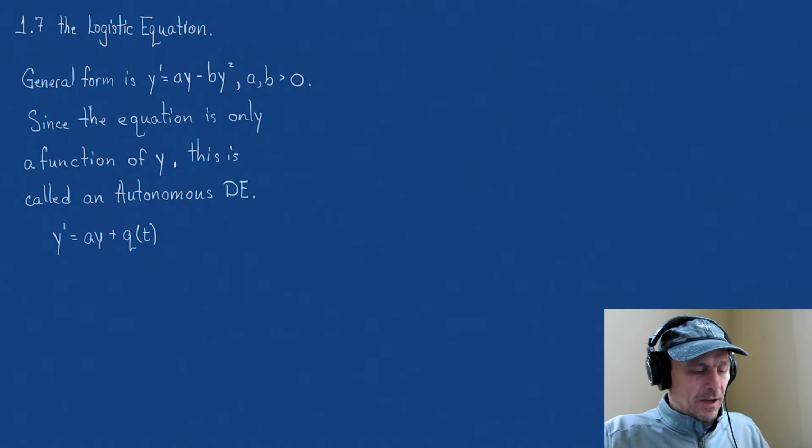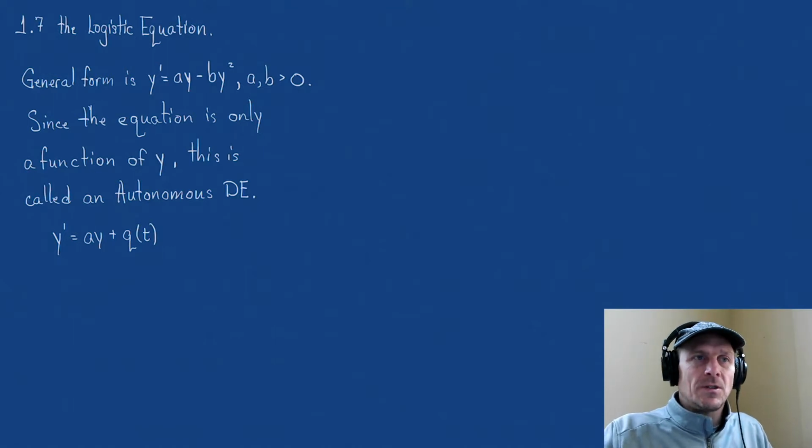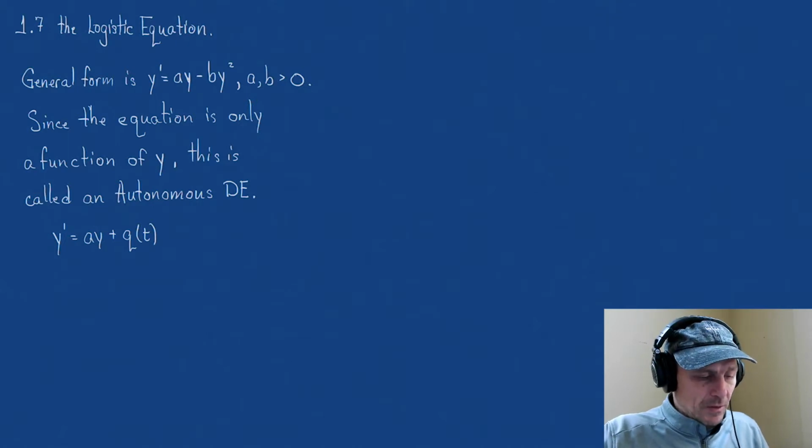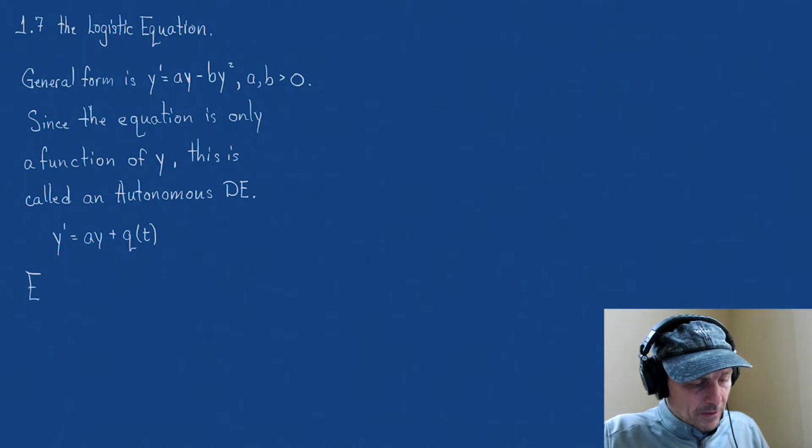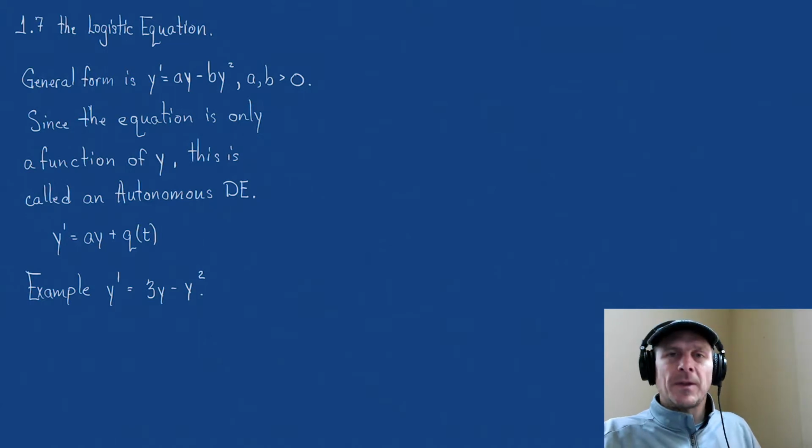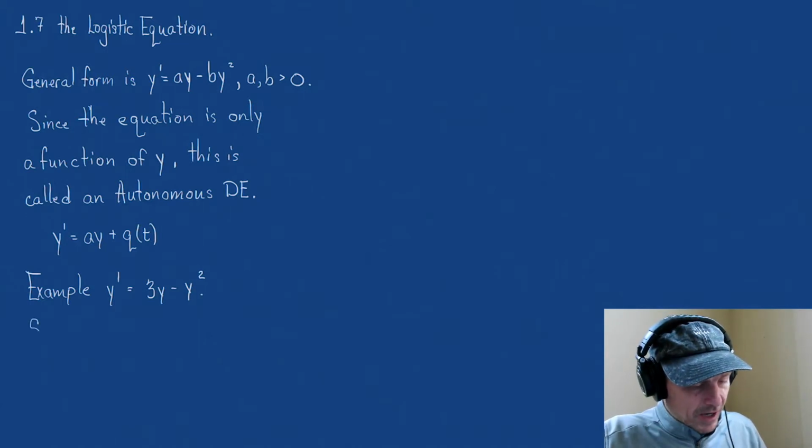And as a result of that, we can study what this equation looks like without even knowing the explicit solution to the equation. And that's what we're going to do now, with an example. Our example is that y prime is equal to 3y minus y squared. I think that should be a pretty good example. And our goal is to sketch the solution.